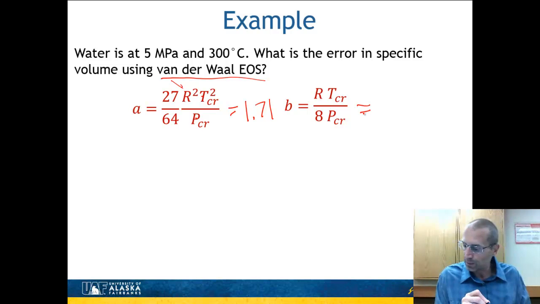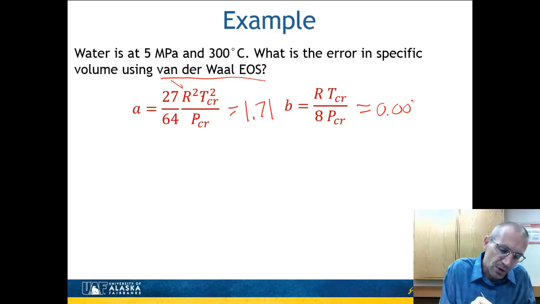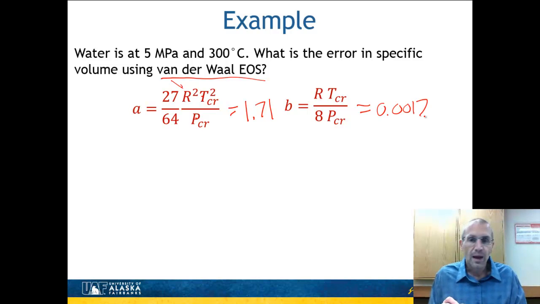And then I'm going to calculate my value of B, again using the critical properties of water, and that's 0.0017. And now I'm going to plug those in and solve for V.